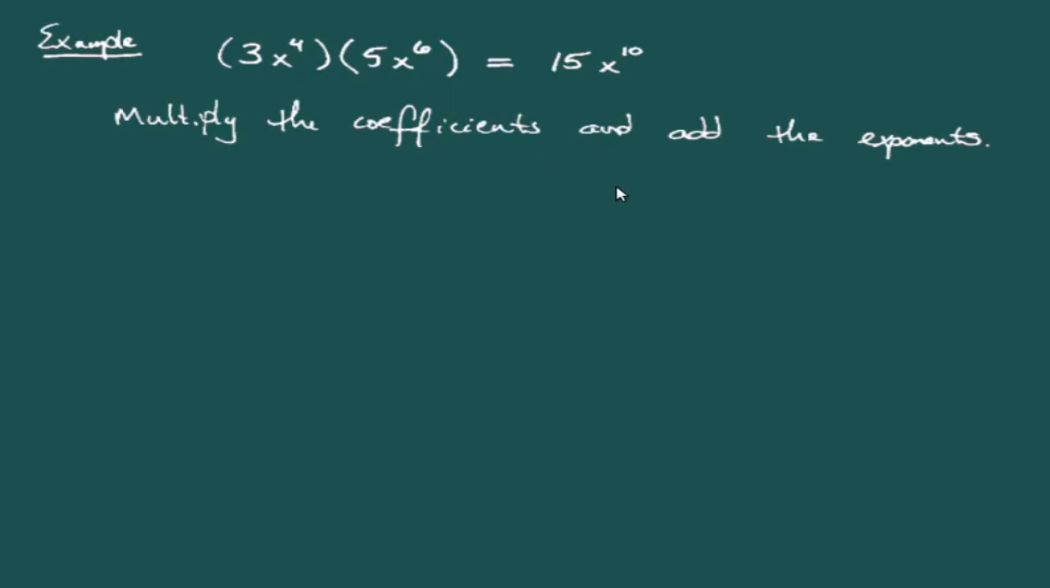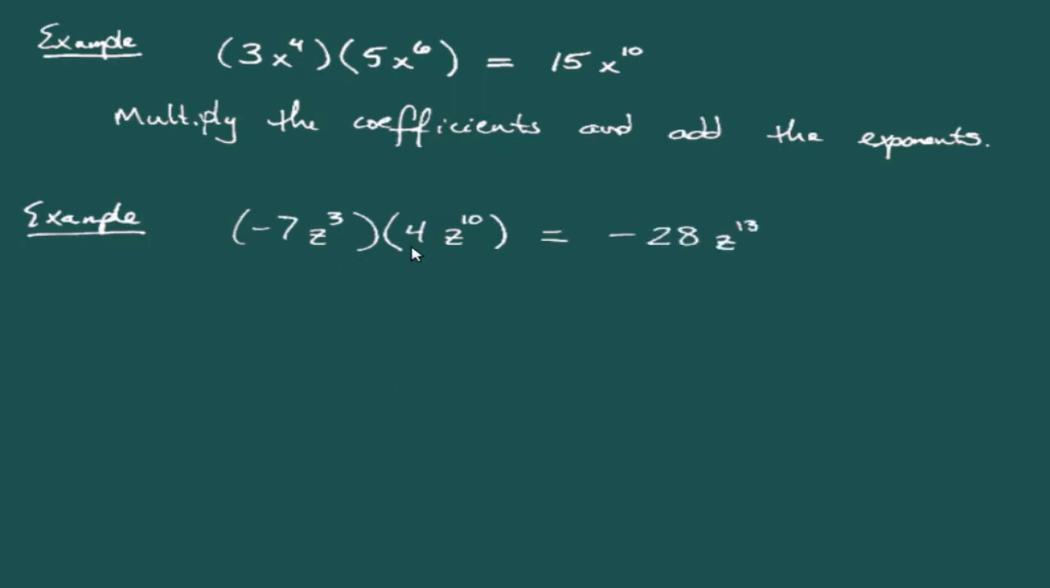A second example, if we've got negative 7z to the third times 4z to the 10th, negative 7 times 4 gives us negative 28. We add the exponents. 3 plus 10 gives us z to the 13th. Third example, if we have 2x to the 8th times 3x to the 7th, we multiply the coefficients, the 2 and the 3. 2 times 3 gives us 6. We add the exponents. 8 plus 7 gives us 15. So we've got 6x to the 15th power.